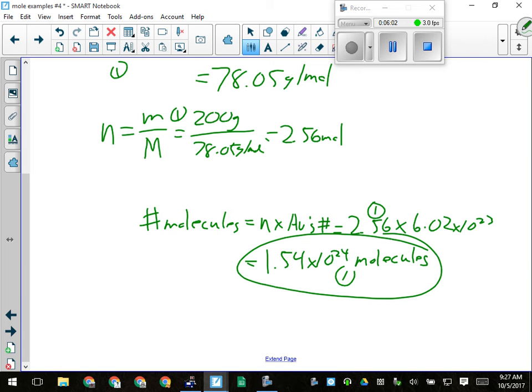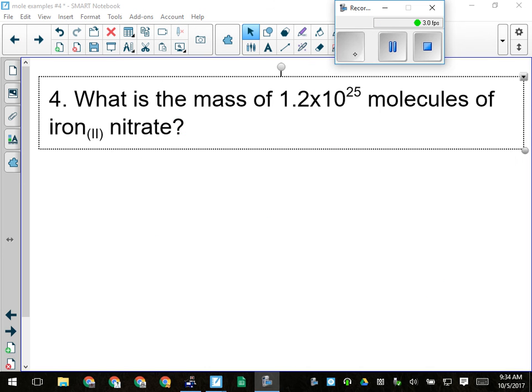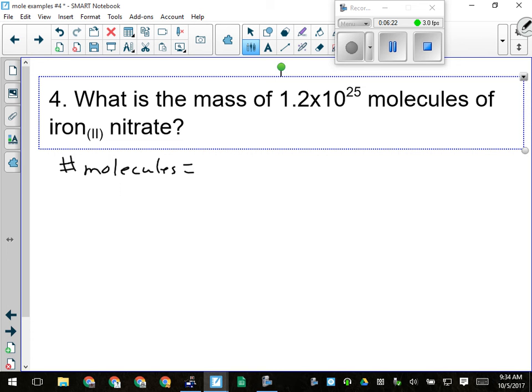I'm going to give you a few more minutes on number 4. If you're done number 4, finish up the worksheet from yesterday. We're looking for the mass of 1.2 times 10 to the 25 molecules of iron 2 nitrate. They gave us the number of molecules, which I can always use to get the number of moles, as long as I divide by Avogadro's number.